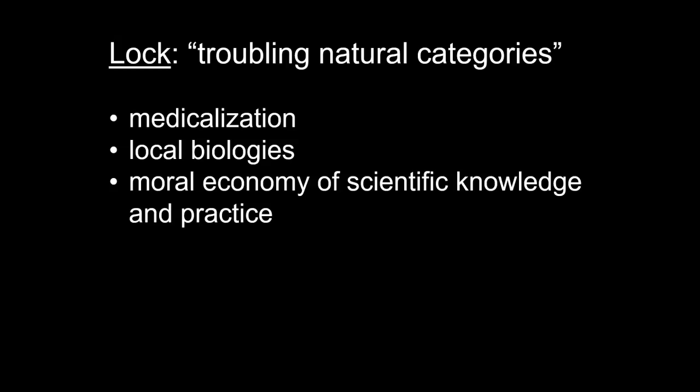In this particular article, what Locke is talking about is what she calls troubling natural categories, by which she means that one of the key things that medical anthropology does is to pull apart some of the things we tend to take for granted about the world and about ourselves as human beings. To trouble those natural categories, she talks about three key concepts or theoretical approaches that I want to now run through: medicalization, local biologies, and what she calls the moral economy of scientific knowledge and practice.